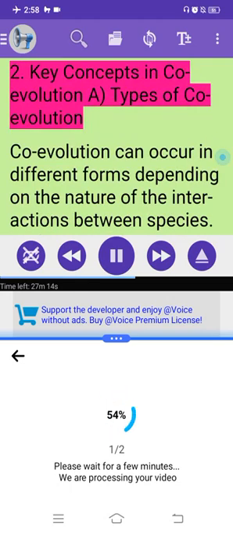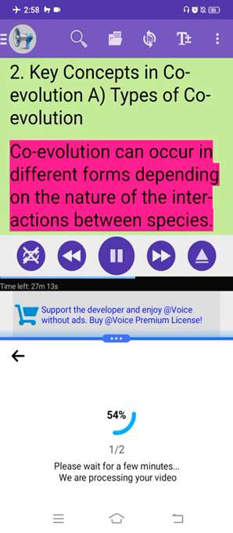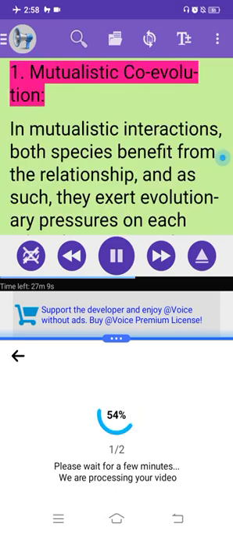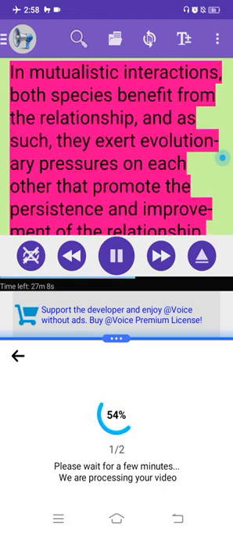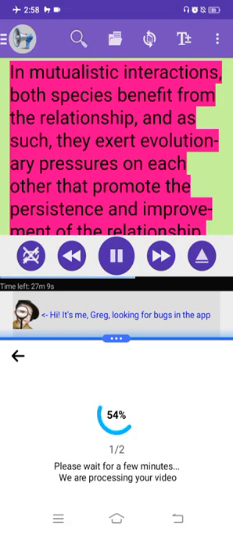2. Key concepts in coevolution. A. Types of coevolution. Coevolution can occur in different forms depending on the nature of the interactions between species. 1. Mutualistic coevolution. In mutualistic interactions, both species benefit from the relationship, and as such, they exert evolutionary pressures on each other that promote the persistence and improvement of the relationship.